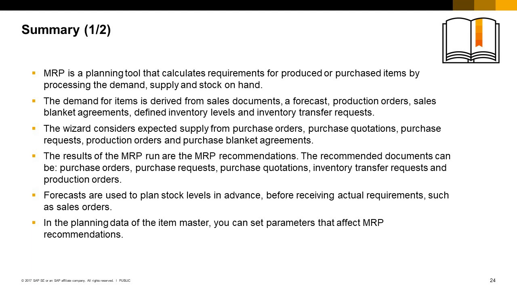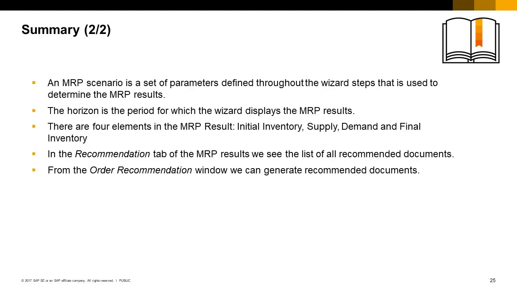Forecasts are used to plan stock level in advance, before receiving actual requirements, such as sales orders. In the planning data of the item master, you can set parameters, such as order multiples and lead time, that affect MRP recommendations. An MRP scenario is a set of parameters defined throughout the Wizard steps that is used to determine the MRP results. The horizon is the period for which the Wizard displays the MRP results.